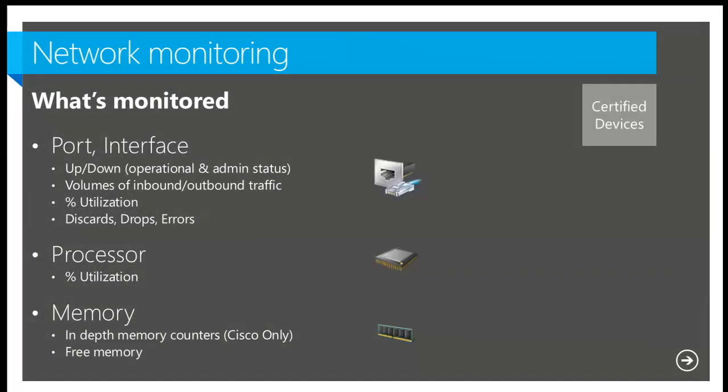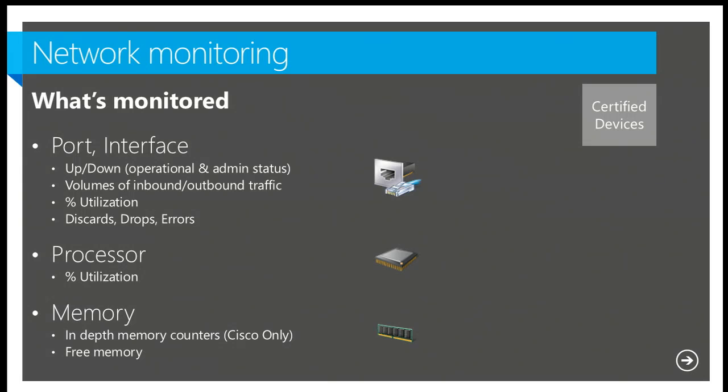Now for certified devices, so the devices we know about found in these OID type files, we actually monitor things like port and interface. We want to monitor things like up and down, which could be an operational status. It's just down because somebody unplugged it. We also want to alert you if somebody puts it down administratively. Volumes, so that's a perf thing. We want to show you the inbound and outbound traffic. We have things like bytes through, maybe number of packets dropped, etc. We have utilization, discards, errors, all these things we show you on port level.